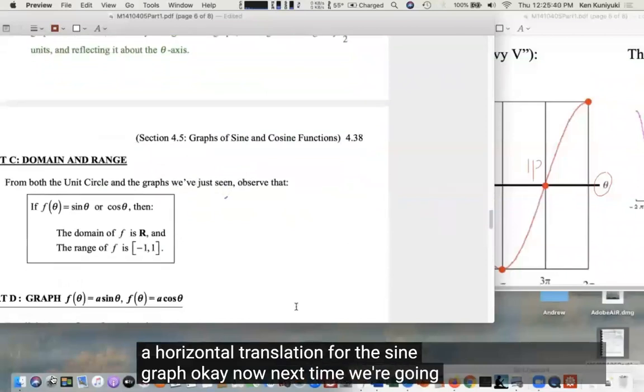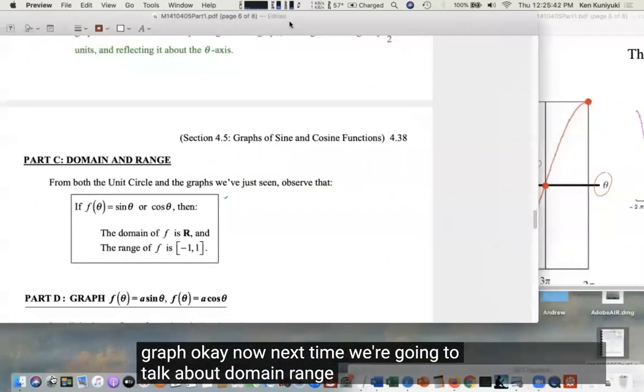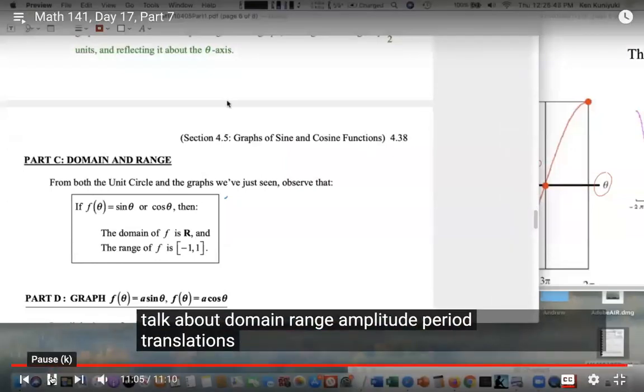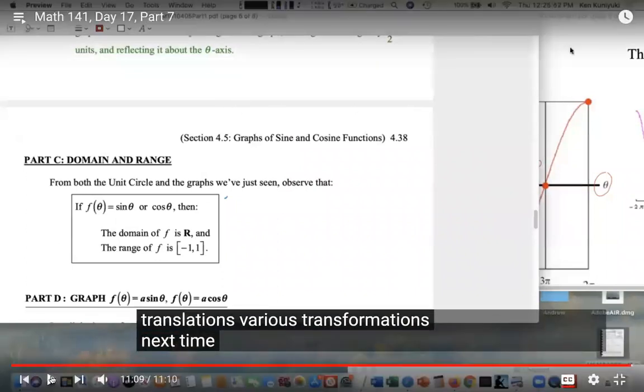Now, next time, we're going to talk about domain, range, amplitude, period, translations, various transformations. Next time. But first, let's have some fun, okay? Time for some fun.